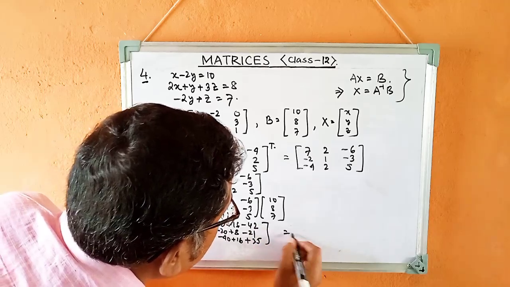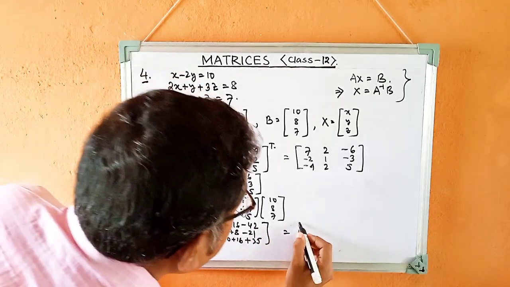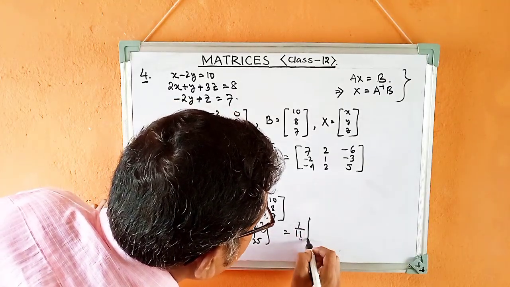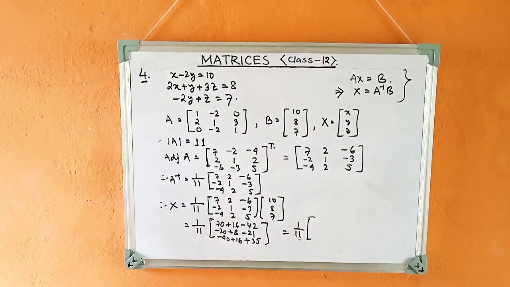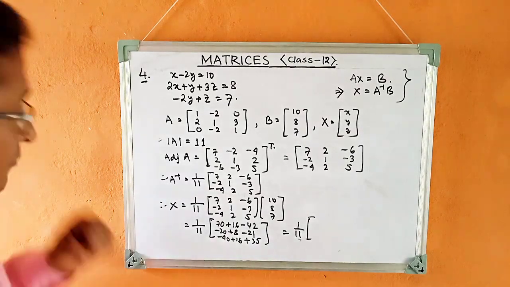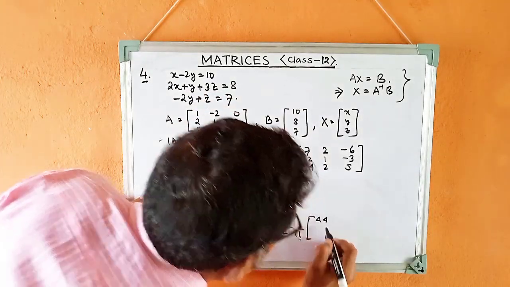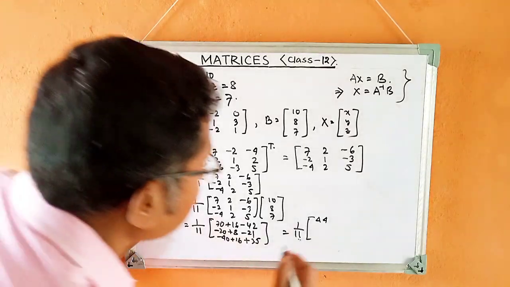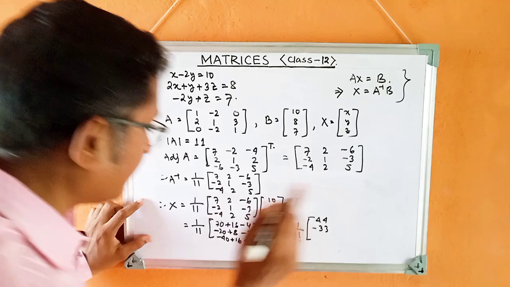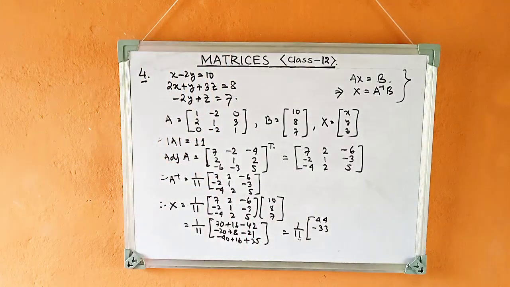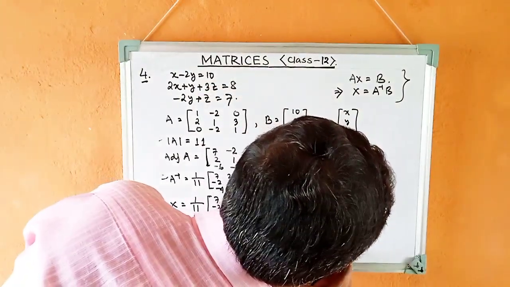Okay, so let's calculate. 1 by 11 into 70 plus 16 minus 42, that is we get 44. Then minus 20 plus 8 minus 21, we get minus 33. After that minus 40 plus 16 plus 35, the result is 11.